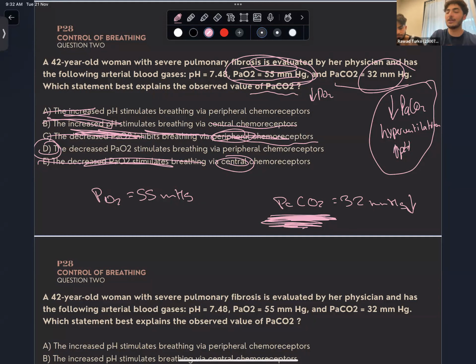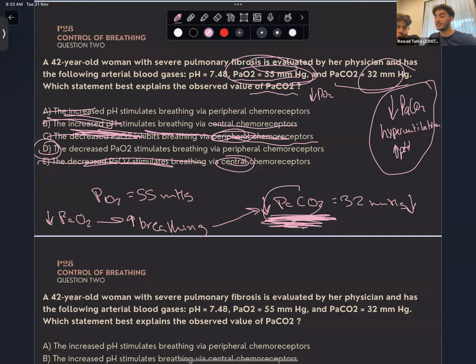So if we start now, now we work backwards. Now let's work forwards. So decreased PaO2, okay, increased breathing via peripheral receptors, okay, and then decreased PaCO2. So they gave you this, and they asked you, what's this? They're asking you to work backwards. So first this, and then increased breathing, and then this.